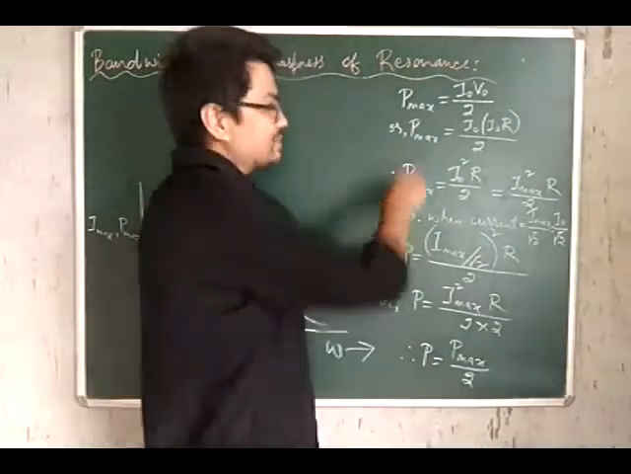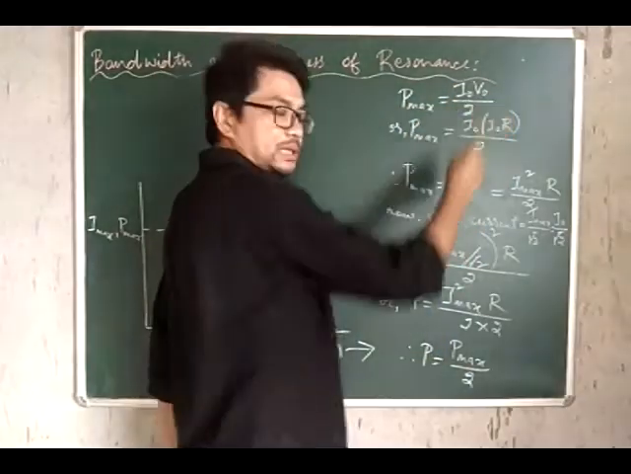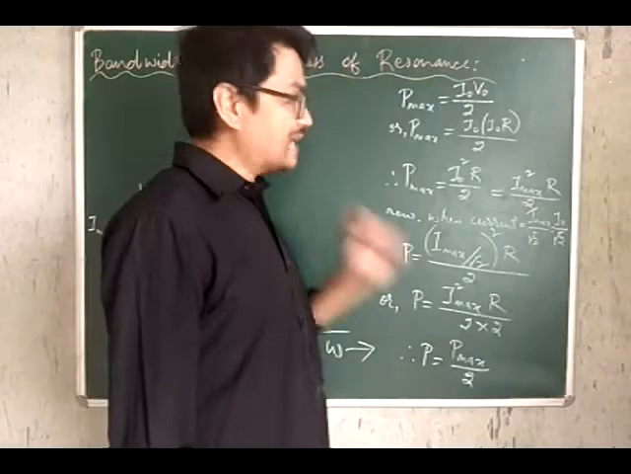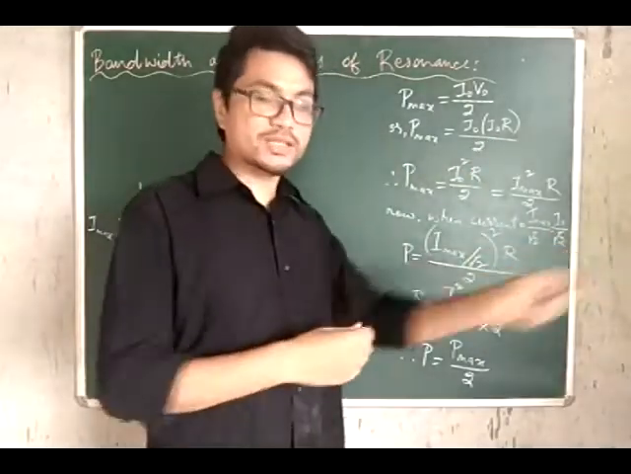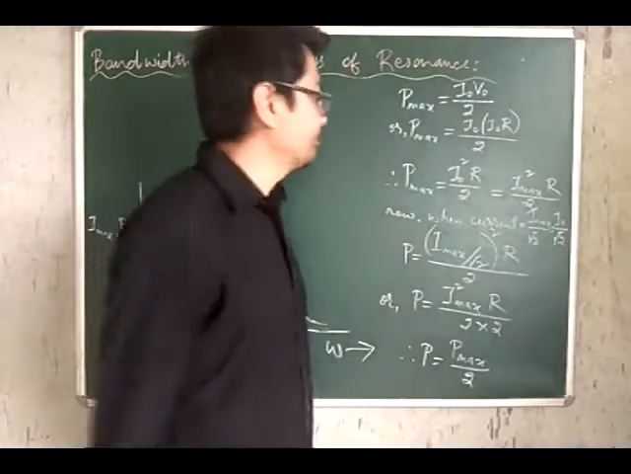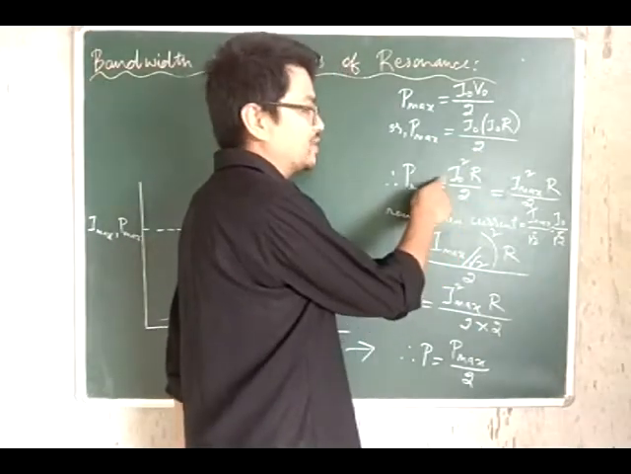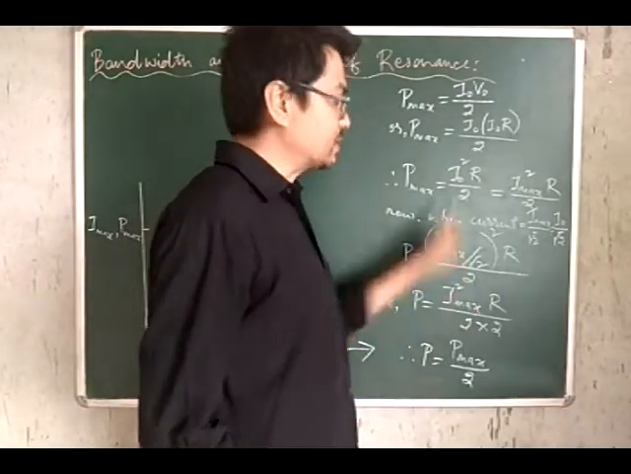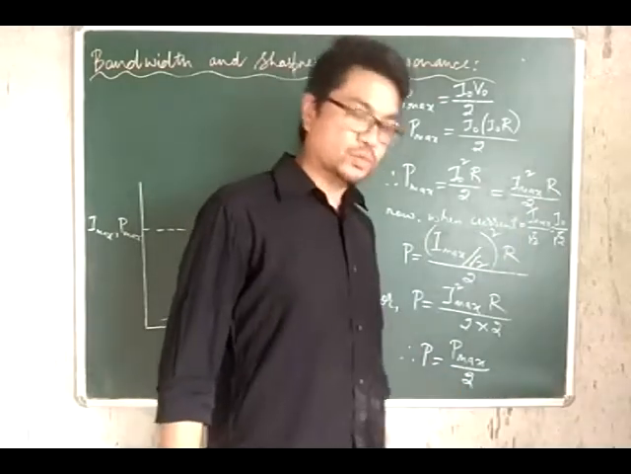So at resonance, P max we've seen is I naught V naught by 2. So V naught, the peak value of voltage at resonance, can be written as I naught into R, where R is the resistance of the circuit at resonance. So P max basically is I naught squared R by 2. Now I naught is the peak value of current, which can also be written as I max. So P max is I max squared R by 2.